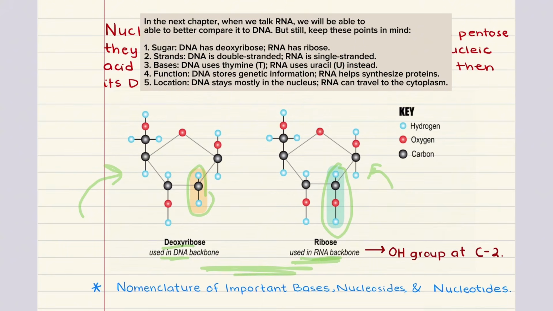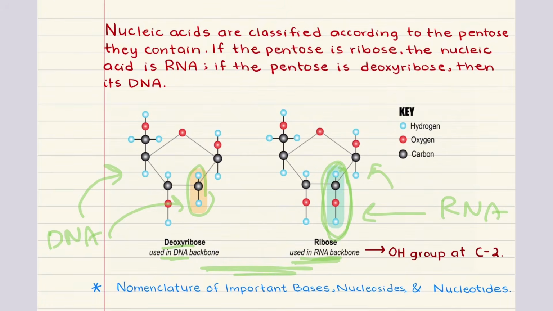So if you're shown a sugar structure and you're asked whether it's part of DNA or RNA, look for the hydroxyl group on carbon 2. If it's there, you're looking at RNA, and if it's not there, you are looking at DNA.